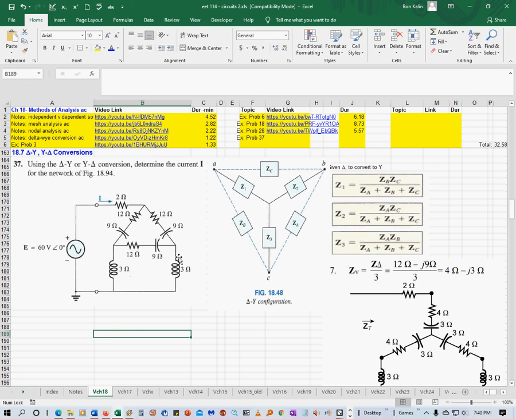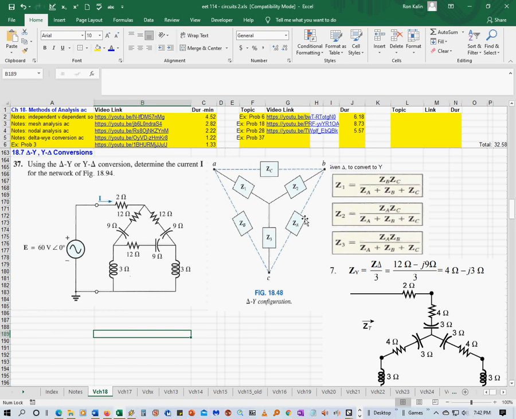a delta configuration here, and you have what they would call a pi configuration, which is also a delta configuration because they just drew it a little bit differently. They could have drawn this 3 ohm inductor at an angle like this, and this 3 ohm inductor at an angle like that. So it's basically a delta here and a delta here.